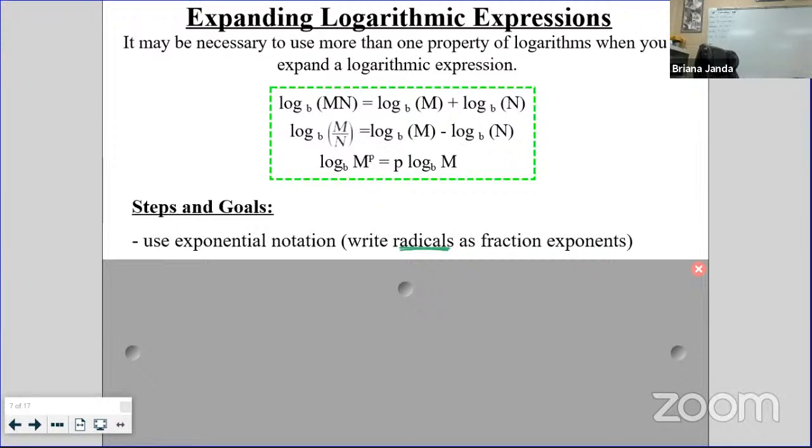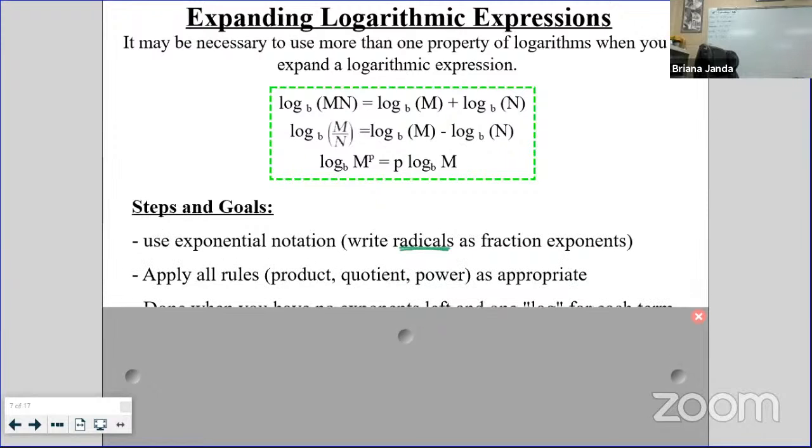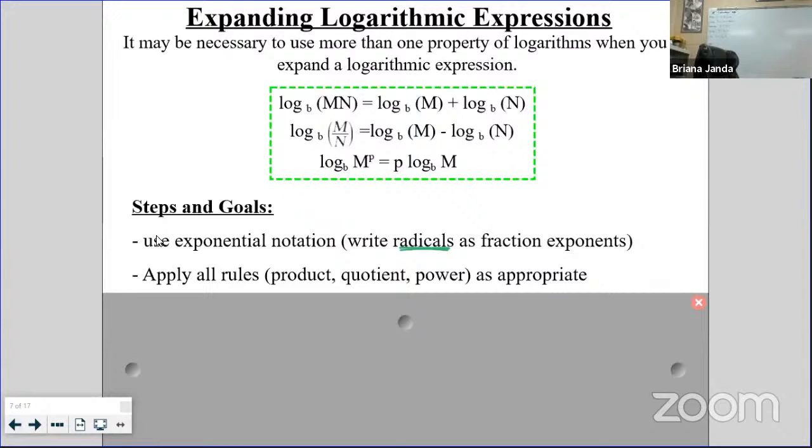Now, these can be used more than once, but you're just going to go through and apply any of these that will be appropriate. Do we have any multiplication? Apply product rule. Do I have any dividing? Apply quotient rule. And then make sure that we also apply our power rule.